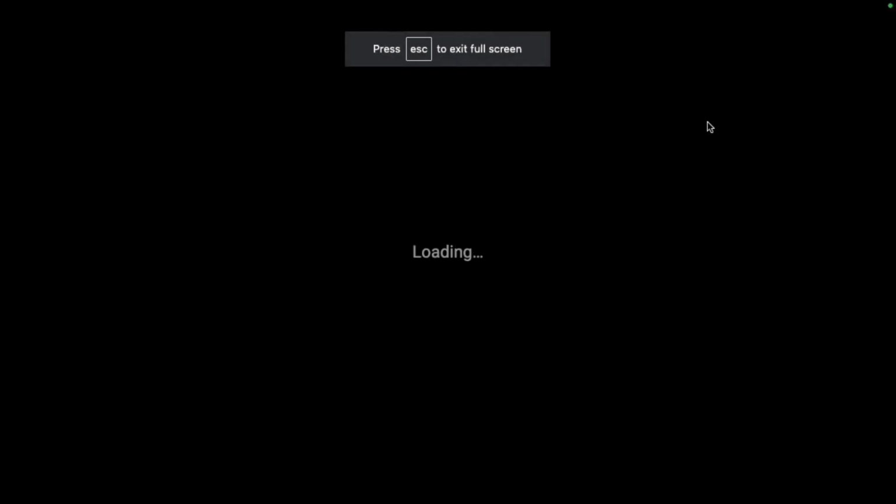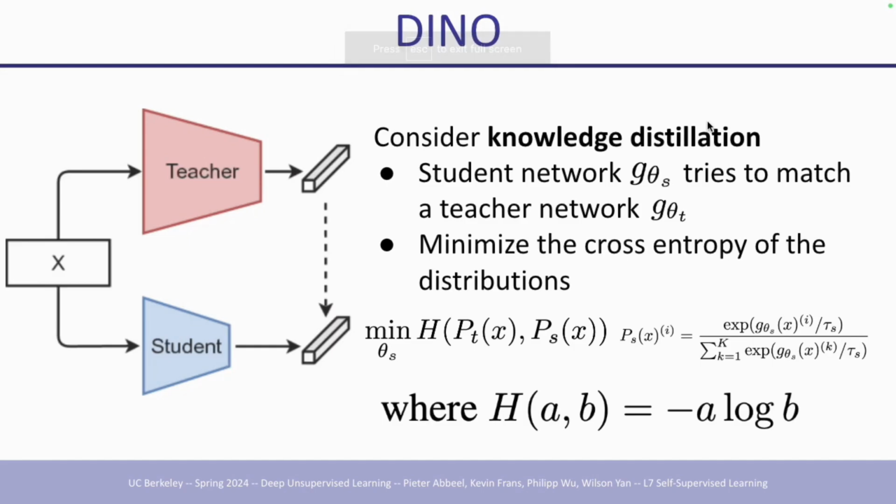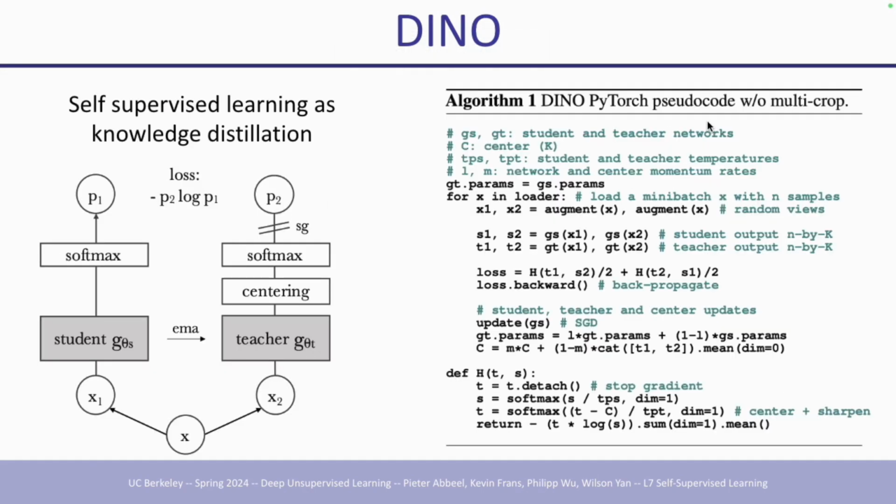So DINO tries to take this approach, but then apply it to a self-supervised setting. The issue now comes as we don't actually have a teacher network, so we don't have anything to map to. We only have the network we're trying to learn. And so they try to do some tricks to get that to work.